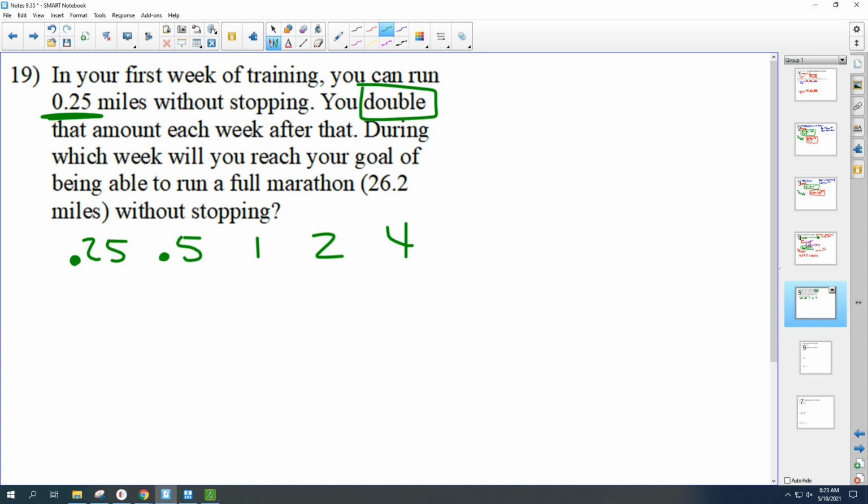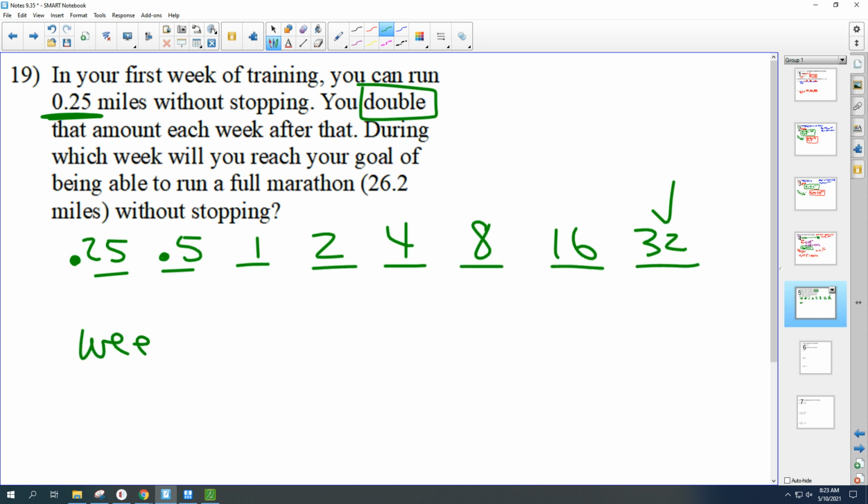Notice when we can stop, we have to be able to run 26.2 miles. So just keep going. Double it, and that's 8. Double it, and that's 16. Double it, and that's 32. Okay, now we're talking. Now we can run our 26.2 mile marathon. So all we have to do is say, which week is that? That's week 1, 2, 3, 4, 5, 6, 7, 8. The answer is week 8.